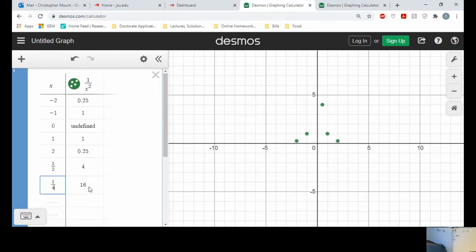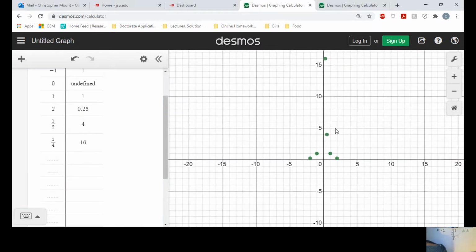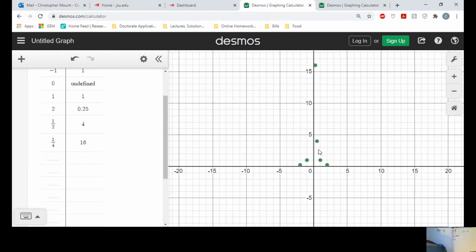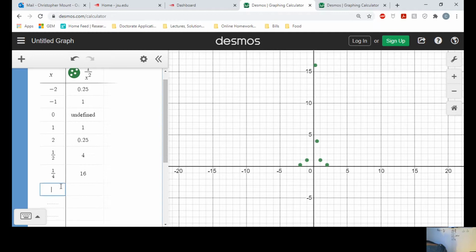Okay, so 1/4, I see the output is already at 16. I'm not going to go any further than that because they get big really fast. So there's the 1 over 4 in the input and an output of 16. Why is it 16? Well, because if I reciprocate this, it'll become a 4, but I'm also squaring it, because that's what the function does. It's squaring it, and 4 squared is 16.